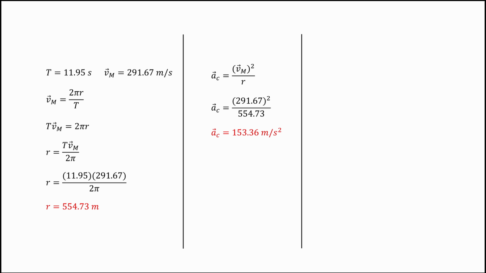So of course, by using the uniform circular motion relationship, velocity equals 2 pi R over T, we can get that the radius is 554.73 meters. As such, we can calculate our centripetal acceleration by, of course, just simply substituting our values and get that it's equal to 153.36 meters per second squared, from which we can calculate the g-force to be 15.65, which is far beyond realistic human tolerance.